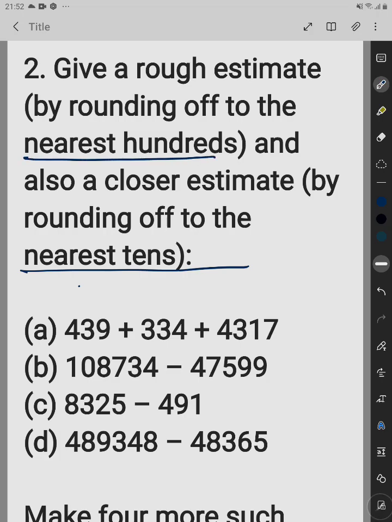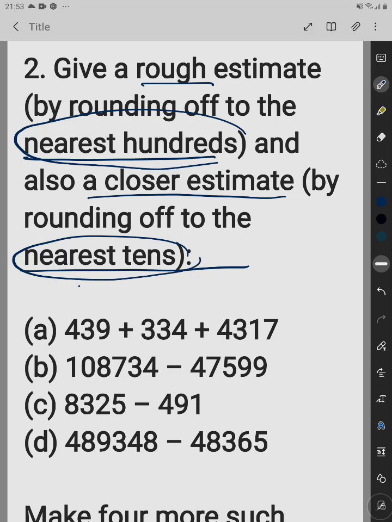For the nearest 100, we will round off the numbers and then find the answer of the sums or the subtractions, whatever it is, and give a closer estimate. This was the rough estimate and this was the closer estimate. How to find the closer estimate? By rounding to the nearest tens. So we will find both solutions for each of A, B, C and D.